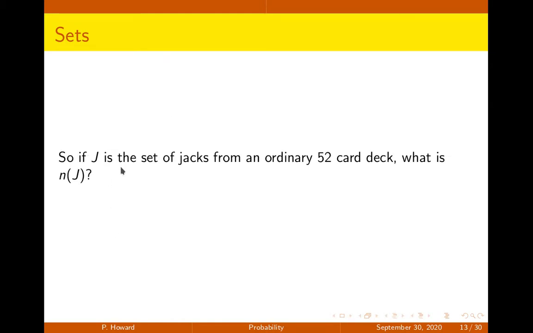So back to the original question. If J is the set of jacks from an ordinary 52-card deck, what is the number of elements in the set J? 4. As we saw, there are 4 jacks in an ordinary deck, one from each of the 4 suits.